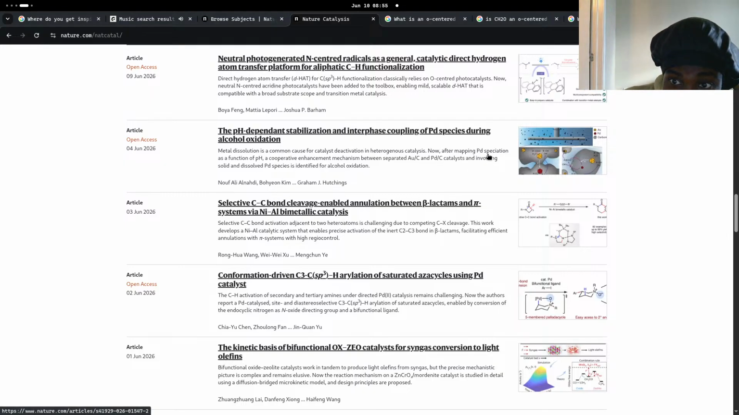Now, after mapping palladium speciation as a function of pH, which I would assume to be the kind of oxidative states palladium could take up regarding the pH, I'm going to search this up. A cooperative enhancement mechanism has been found between separated gold/carbon and palladium/carbon catalysts, and evolving solid and dissolved palladium species are identified for alcohol oxidation.